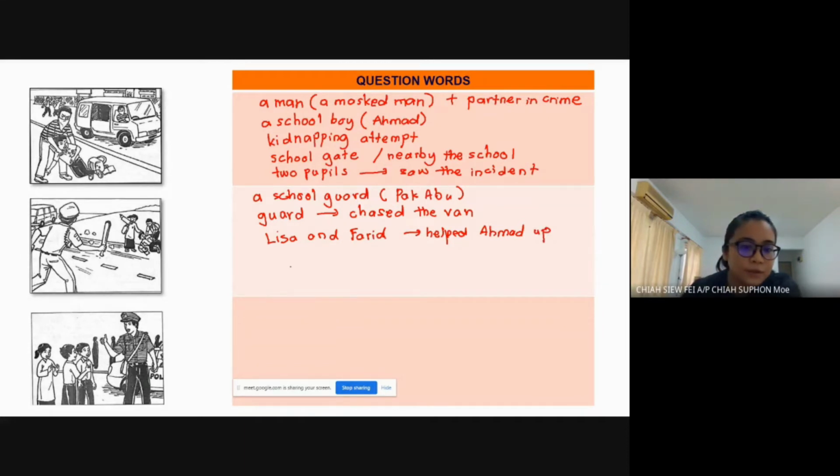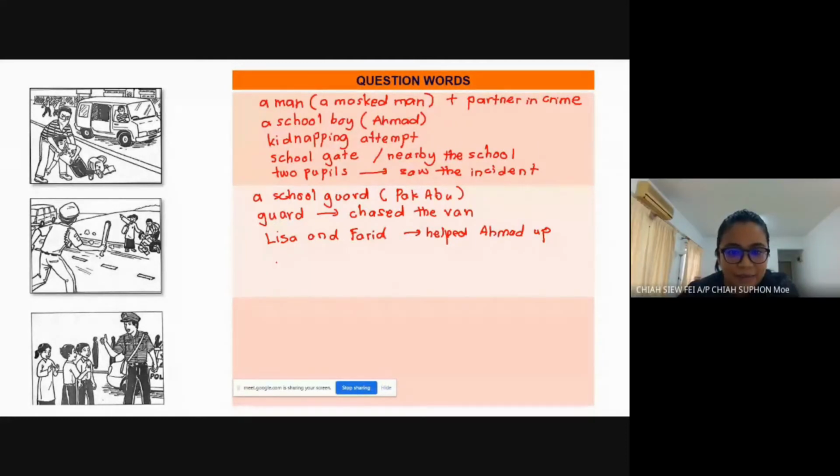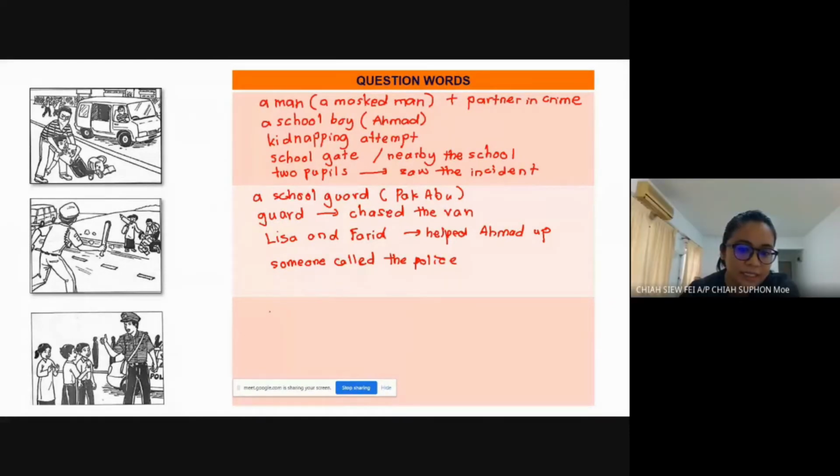Okay, so when you look at the sequence of the story, from the second to the third, you look at the third picture now, there is a policeman involved suddenly, right? How did he end up here? There must be something happening. The guard called the police. Someone called. Yes, okay. So someone called the police. That is why in the third picture, a police is suddenly there. So why is he there? So now we are on the third picture. Police, what is he doing there?